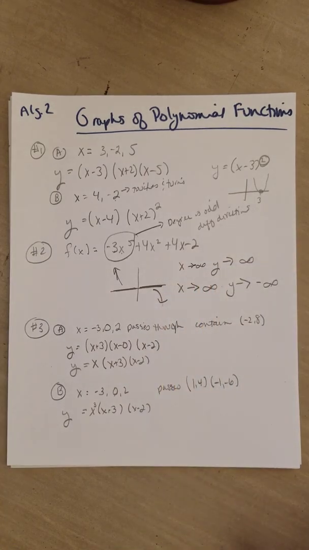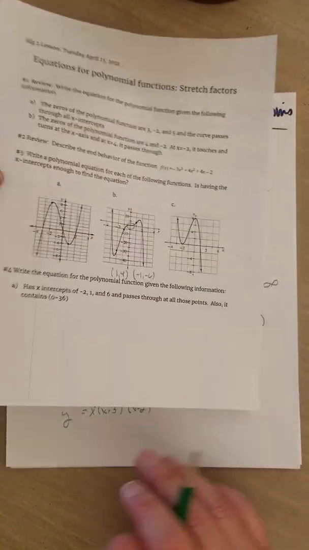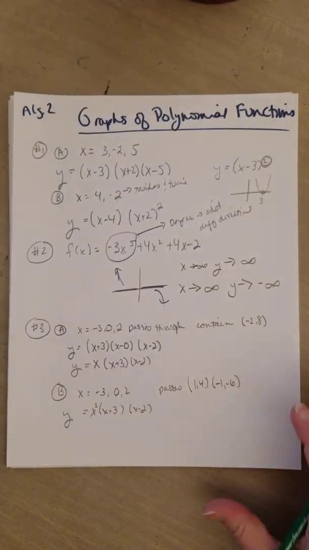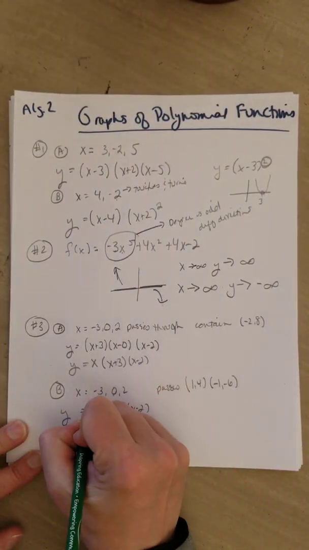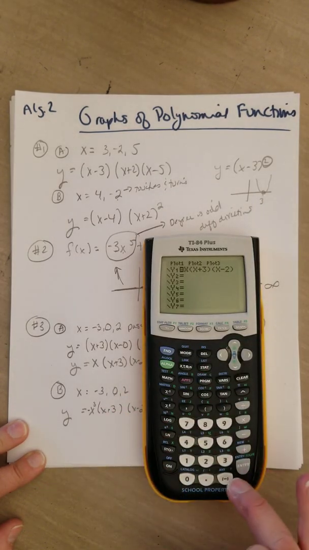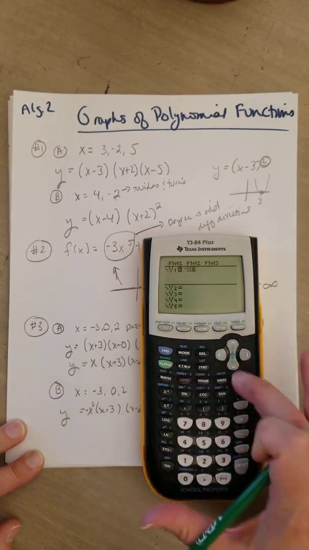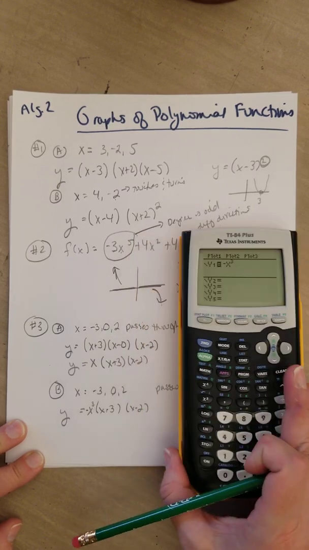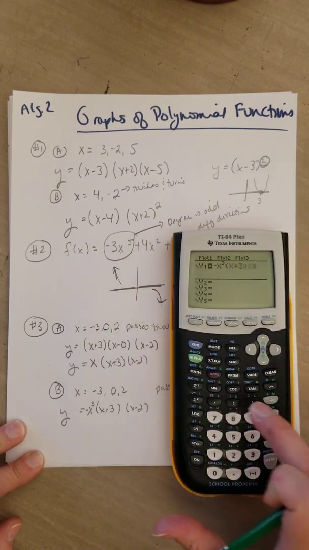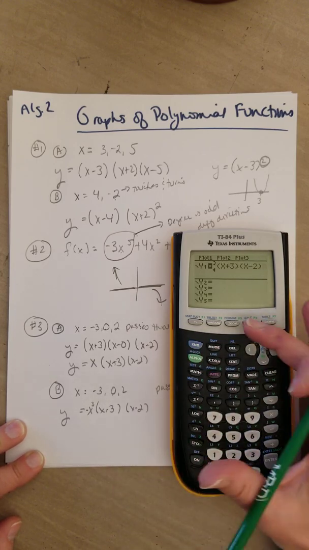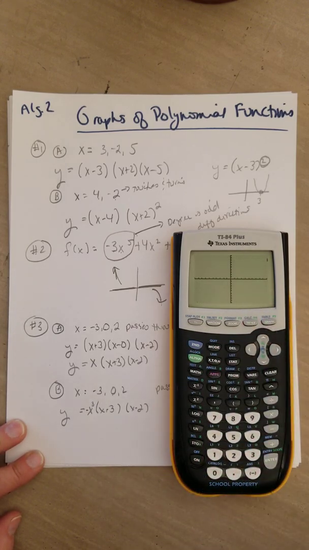Oh, and the other thing, almost forgot. If there's a positive out here, wouldn't it rise to the right and fall to the left? Okay, let's make this negative out here. So let's go with negative x cubed, and then I'm going to have an x plus 3 and an x minus 2. And I'm going to check my graph. I'm going to do that first. Let's just look at the graph.